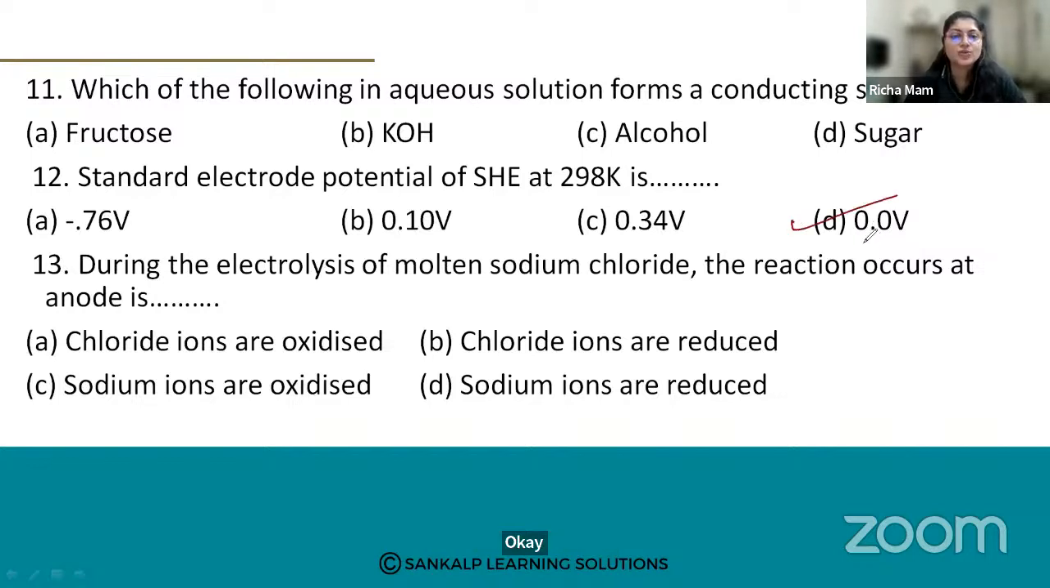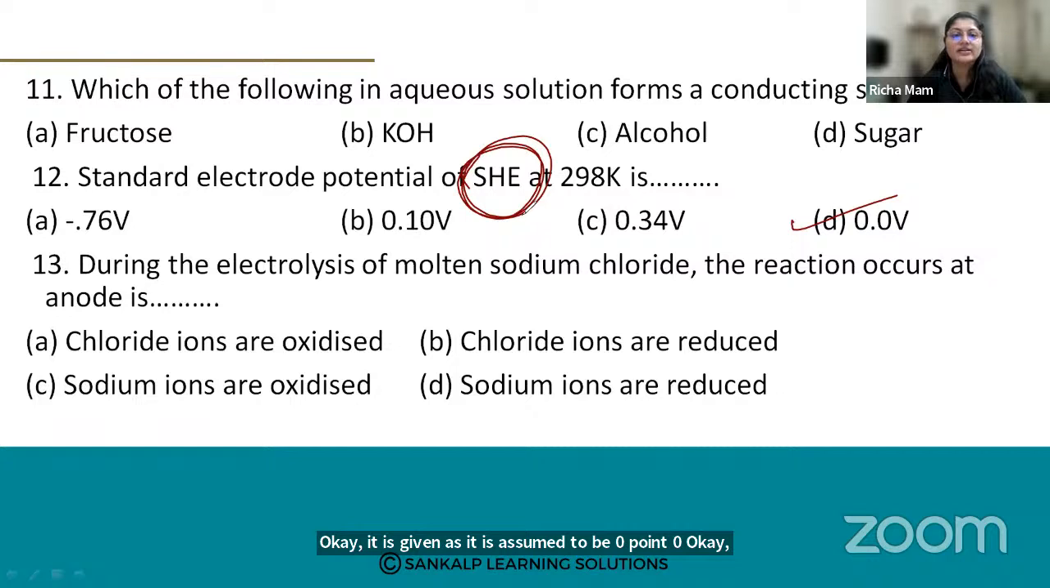So 0.0 volts. The standard electrode potential of SHE, the standard hydrogen electrode, is assumed to be 0.0 volts. The potential of the standard hydrogen electrode is given as 0.0 volts. Next one.